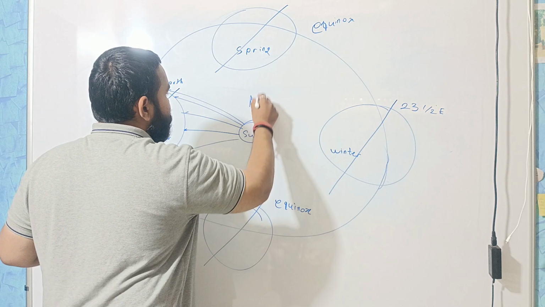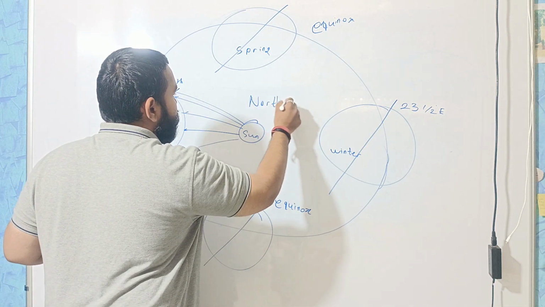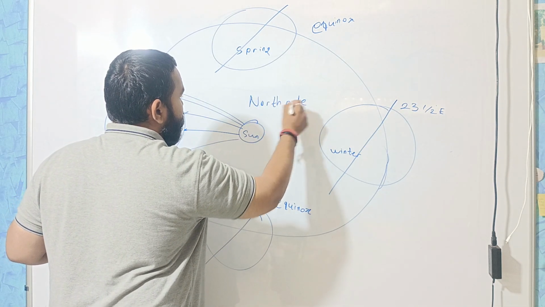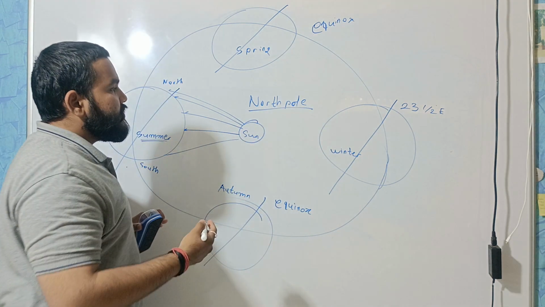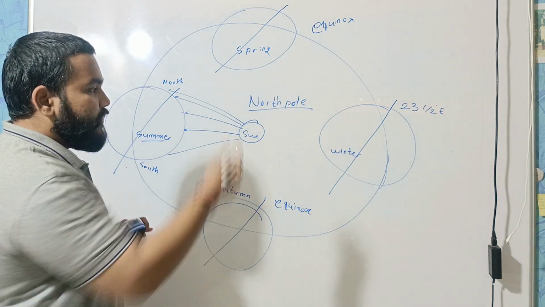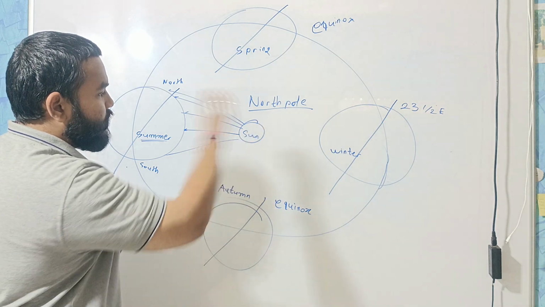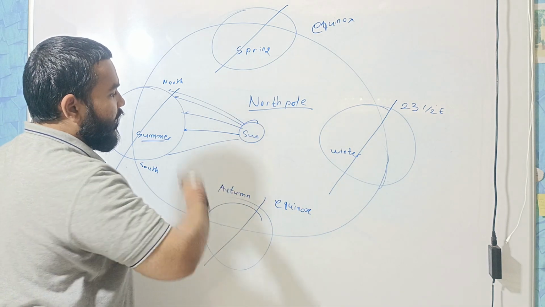So this diagram, with respect to the north pole, shows how the north pole changes season because of the tilt and because of the Earth's revolution around the sun.